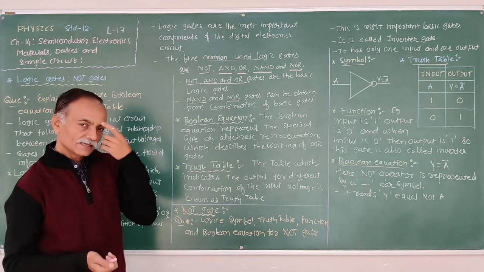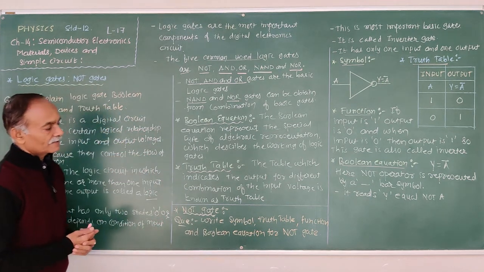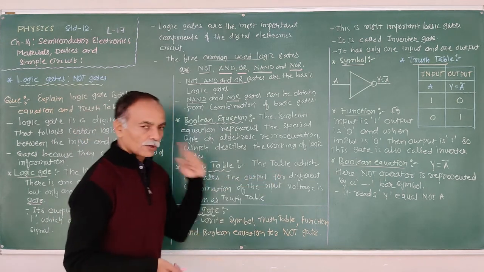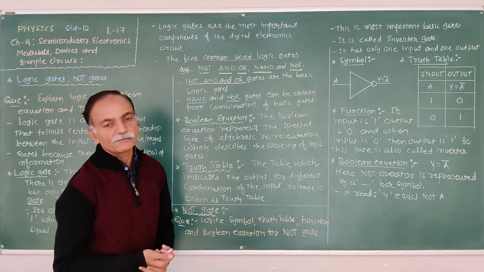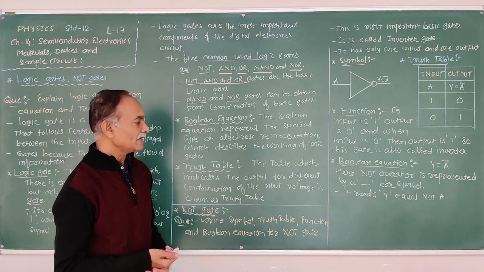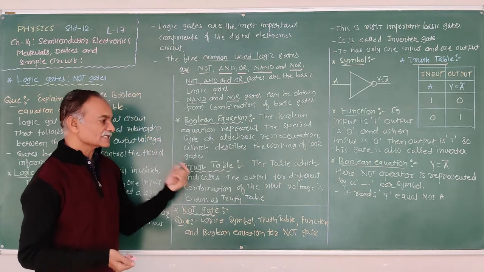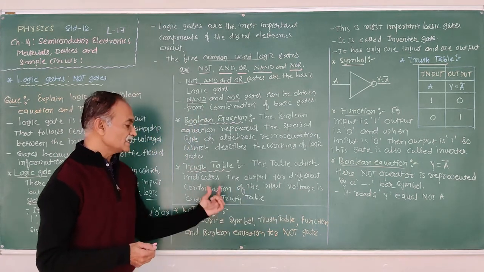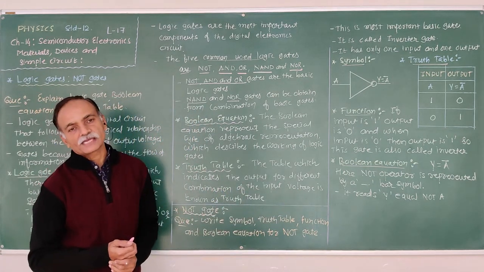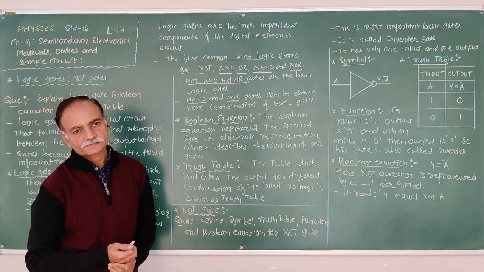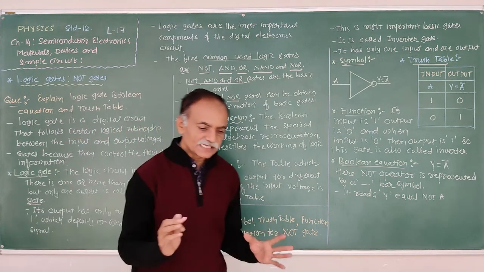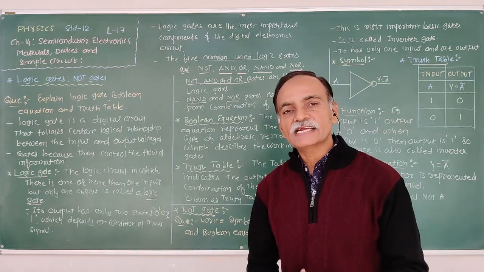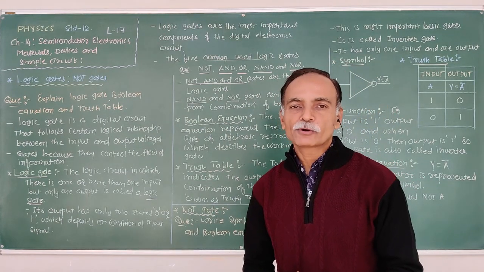Clear? And now, what is the truth table? The table which indicates the output for different combinations of the inputs is known as the truth table. So these are the basic terminologies before starting our discussion about the basic gates, and after that the NAND and NOR gates.